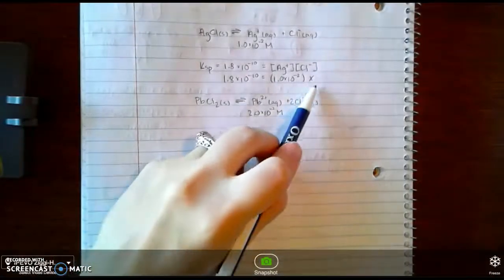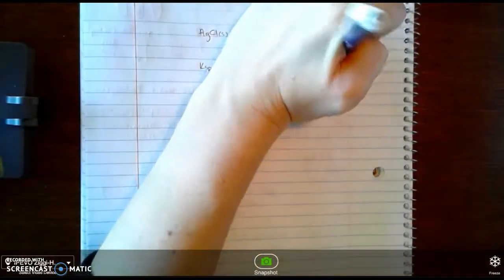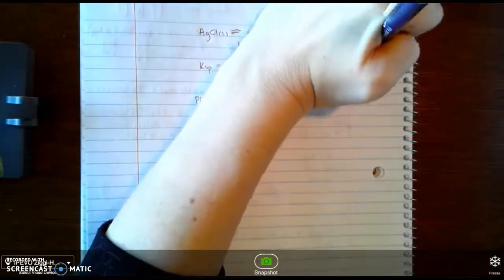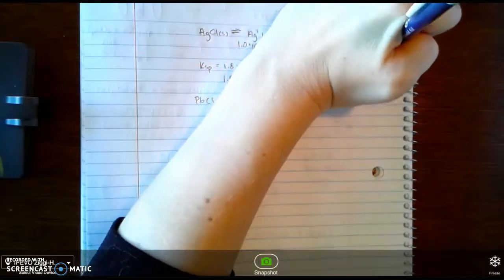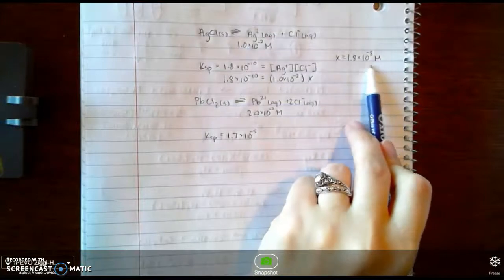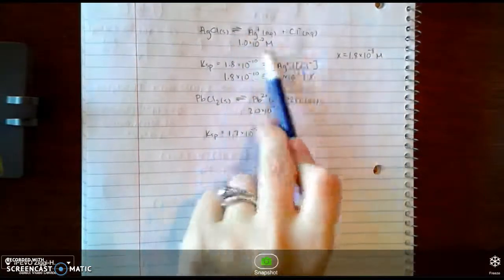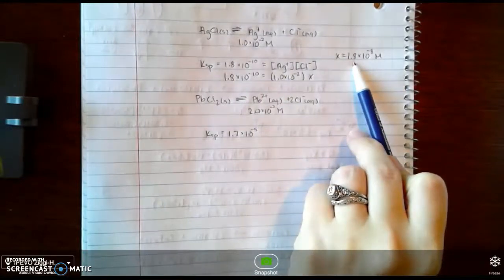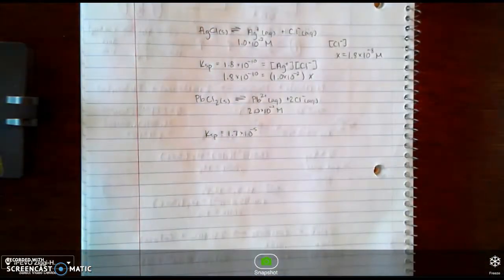When I solve for X, I get that X equals 1.8 times 10 to the negative 8th molar. That means that I'm going to need a concentration of this amount of chloride ions for silver chloride to precipitate. So you can see that's not very much. I only need a tiny amount of chloride in order for silver chloride to precipitate. Again, that X is equal to my necessary chloride ion concentration in order for precipitation to occur.